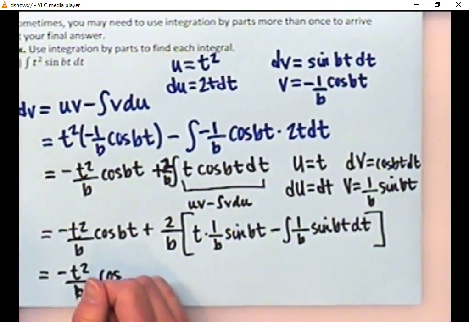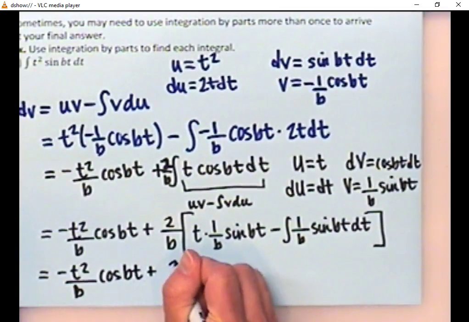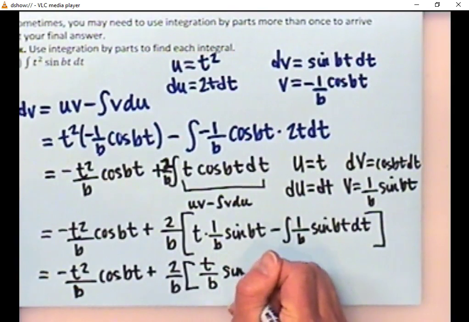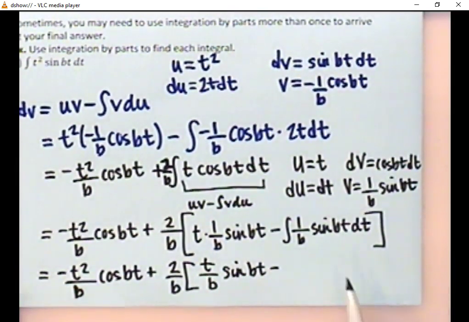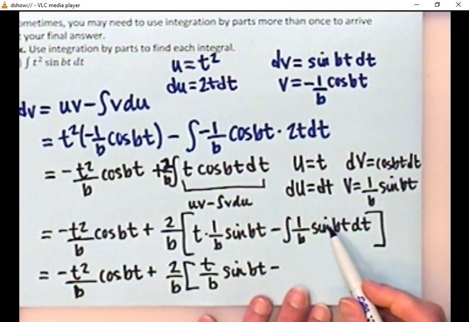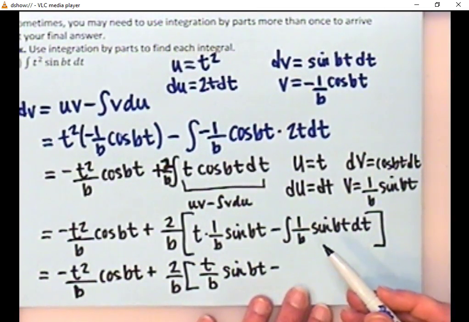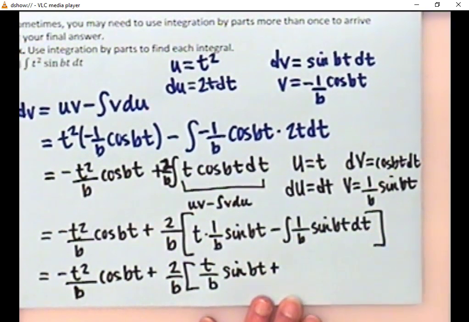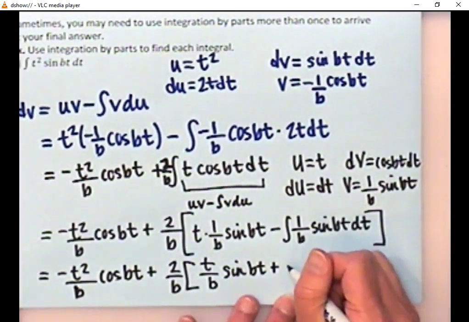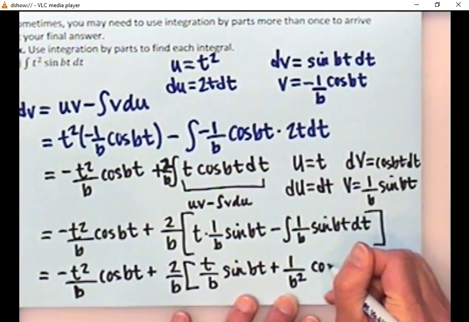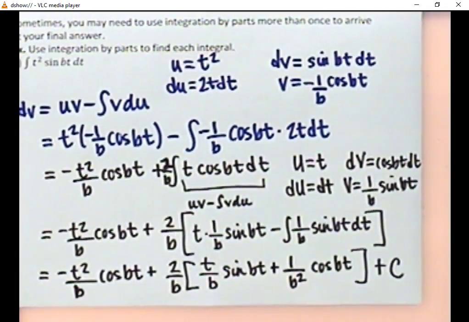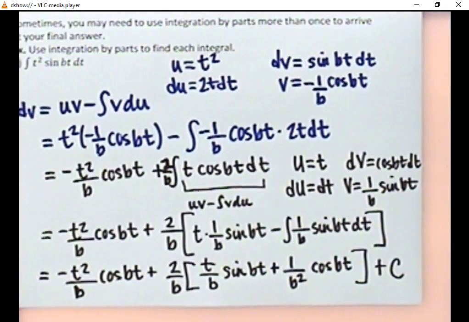Okay, negative t squared over b, cosine of bt. You have this 2 over b out front. You could call this t over b sine of bt. Minus, so we already said the integral of sine is a negative cosine, right? So this should change it to a plus. And what will be the fraction out front when I integrate? 1 over b squared. Very good. Cosine of bt. And then I can finally put on my plus c. And there we go. So that's integration by parts twice.